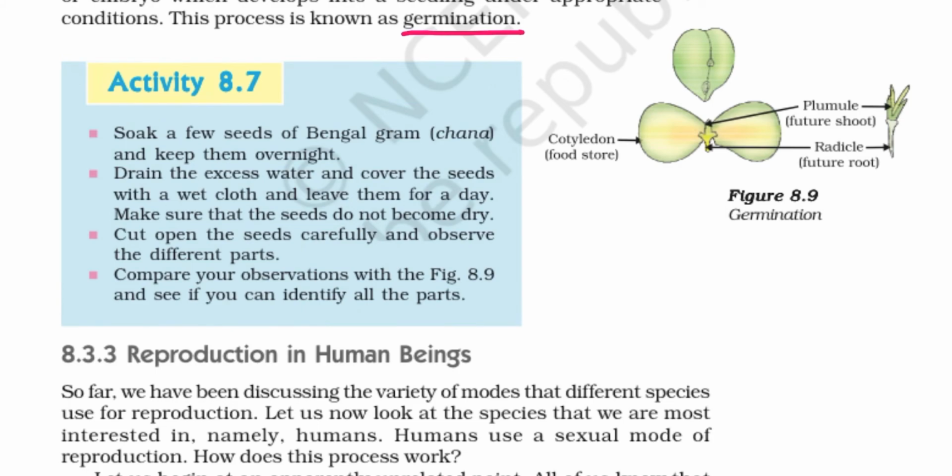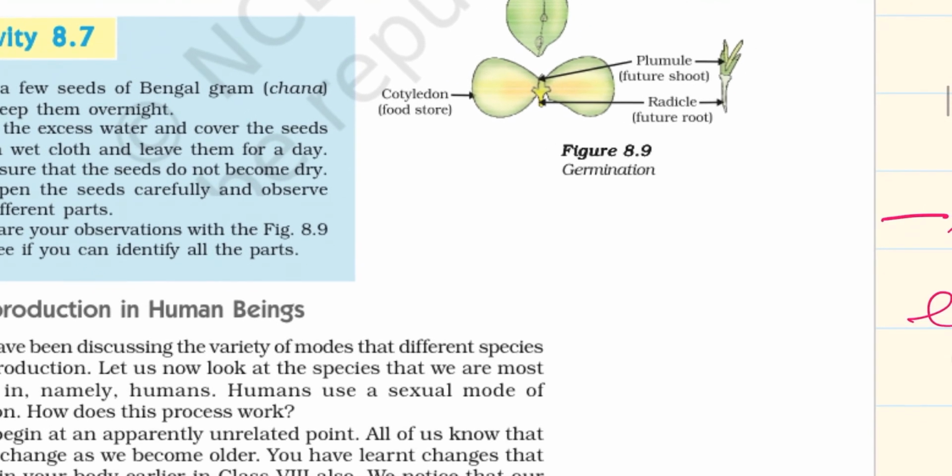Now, the embryo is the future plant which develops into a seedling. Once the embryo has developed, it has the following structures: a radicle, that is the future root, a plumule, that is the future shoot, and cotyledon, which is the storehouse of food. Now some plants may have a single cotyledon or some plants may have double cotyledons, two cotyledons. So they are classified as dicots and monocots. All cereals are monocots and all pulses are generally dicots.